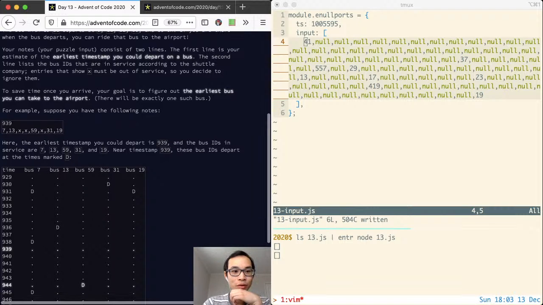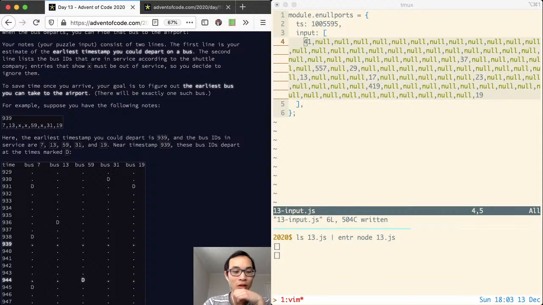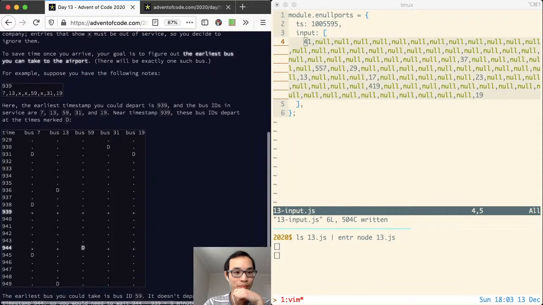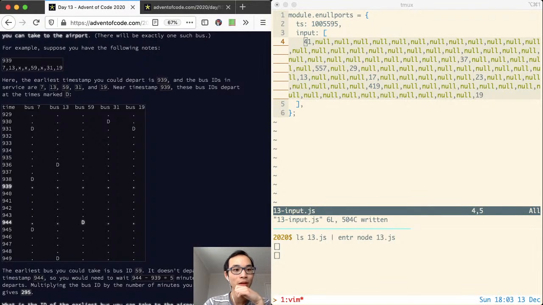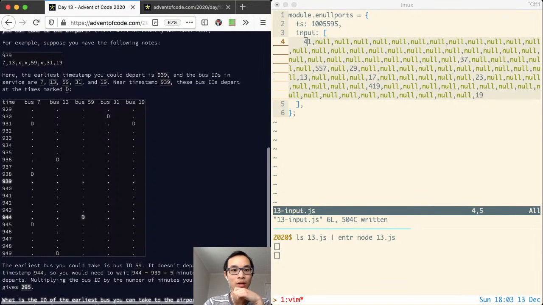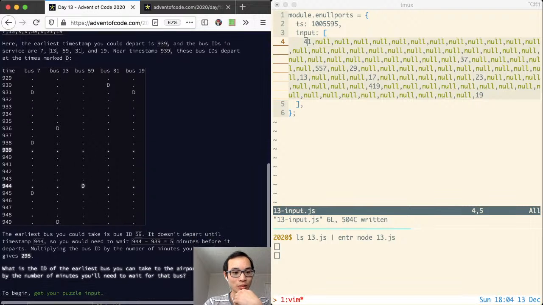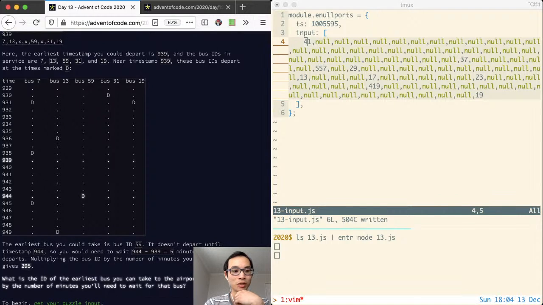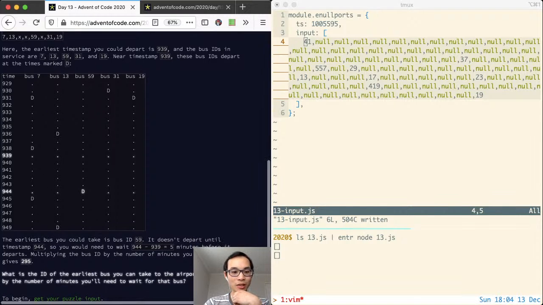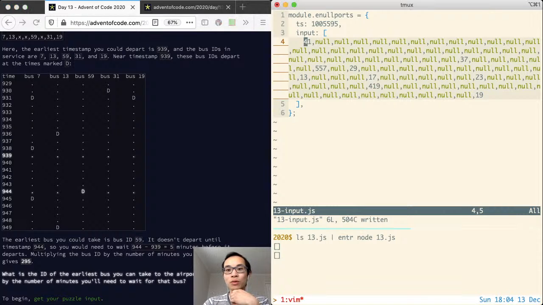To save time, once you arrive, your goal is to figure out the earliest bus you can take to the airport. There will be exactly one such bus. For example, you have bus 7, bus 13, bus 59. Some kind of greatest common denominator kind of problem, maybe? Here, the earliest time that you can depart is 939. That's the earliest, so we want to find the first thing after that. The earliest bus you could take is bus ID 59. It doesn't depart until 944, so you need to wait 5 minutes. Multiplying the bus ID by the number of minutes you need to wait gives 295. What is the ID of the earliest bus I can take to the airport, multiplied by the number of minutes I need to wait for that bus?